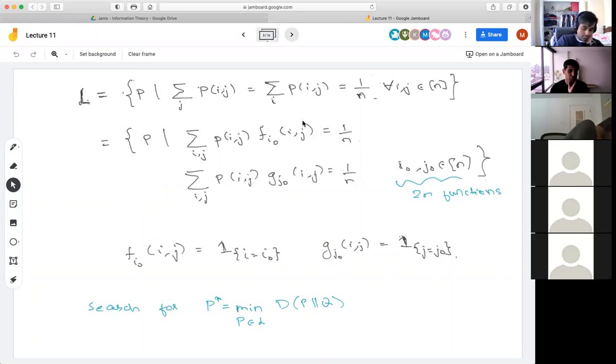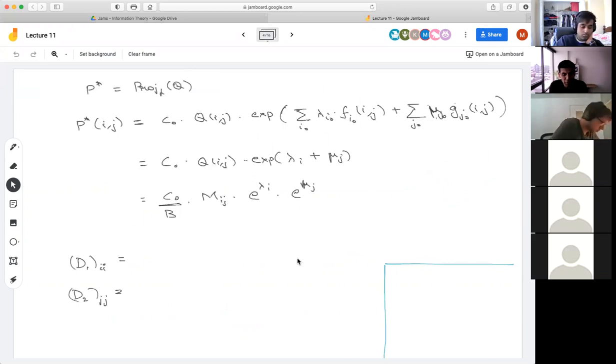And this is also called the projection of Q to this linear family. We already know that this projection has a nice form. In particular, it belongs to an exponential family, now with some multipliers, lambdas and mus. I just want to distinguish the row functions and column functions. And now let's recall what these functions are. This function is 1 if i is equal to i0, and this function is 1 if j is equal to j0.